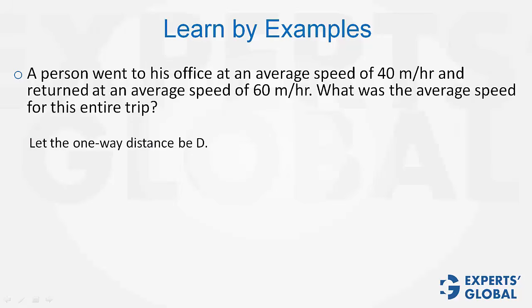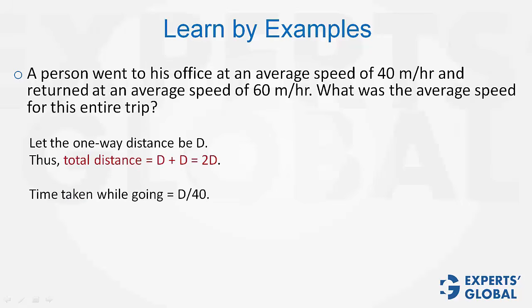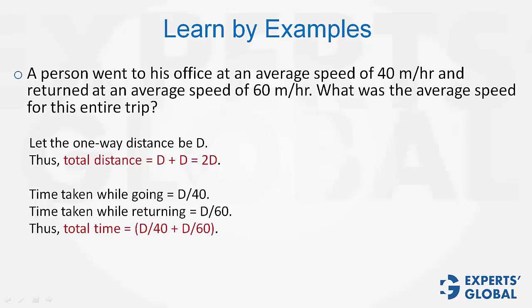Let the distance one way be d. Therefore, the distance covered is d one way, d coming back. Therefore, total 2d. Total time is d divided by 40 while going, and d divided by 60 while coming back. Total distance, 2d. Total time taken, d divided by 40 plus d divided by 60.